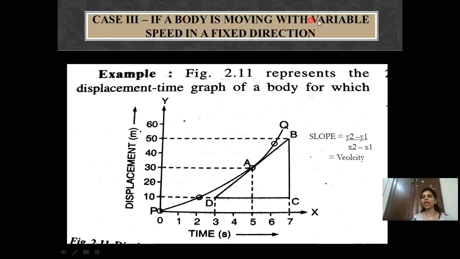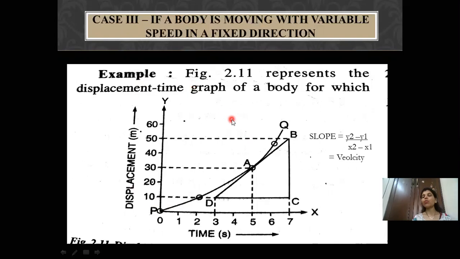So you can see over here in the heading I have given: a body is moving with variable speed, but the direction is fixed. Okay, in a fixed direction means the direction is not changing. That's why only the magnitude is changing, but the direction is the same. That's why there is no change in the direction. So in this particular graph, where displacement is plotted on the y-axis and time on the x-axis, the curved line shows that the body is moving with variable speed, but the direction is not changing, it is fixed.